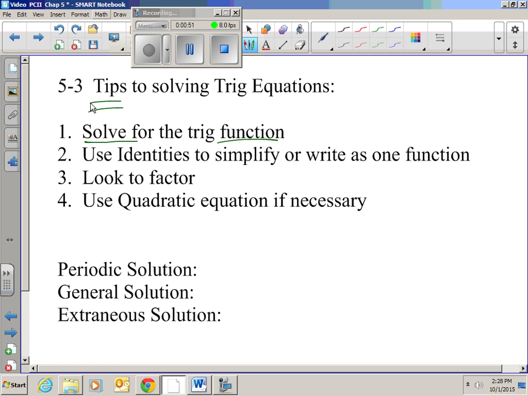Number one, use identities to simplify or write as one function, look to factor, and use the quadratic equation if necessary. We will also be talking about different types of solutions. There are two major types, the periodic solution and the general solution, and you'll find out what that means in a second. Also, beware: sometimes algebraically you're going to get an answer, but when you plug it back in, it does not work. You need to throw that answer out, and that is what we call an extraneous solution, one that you throw out because it doesn't work.